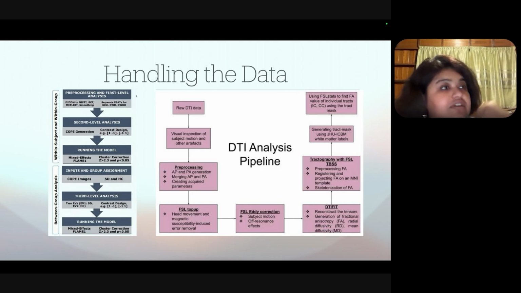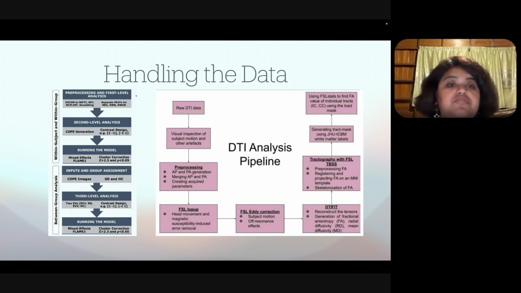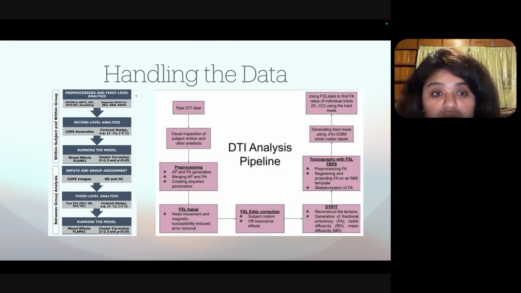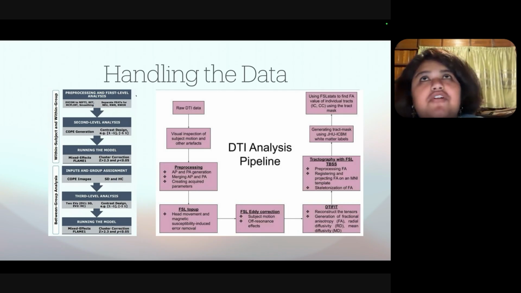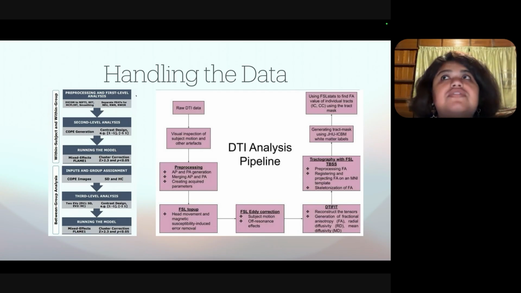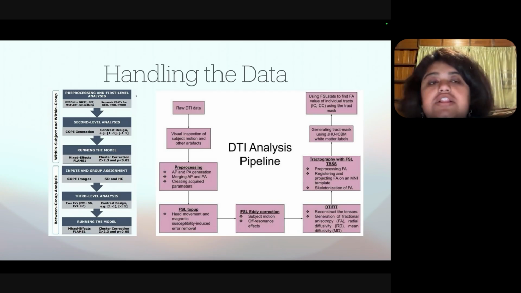And then the other errors, which basically come from magnetic susceptibility and varying eddy currents, are also taken care of. The function used for this in a particular software called FSL is MCFLIRT. There is no large name for this. It's a function that takes care of all the noise and errors in your signal.